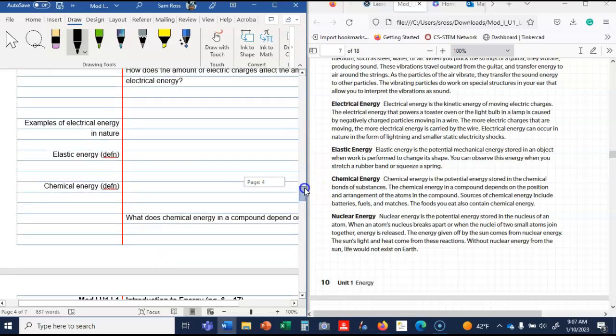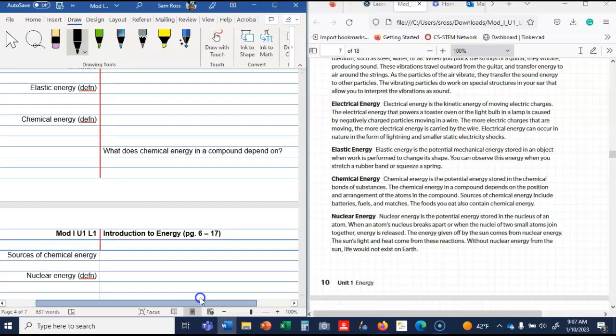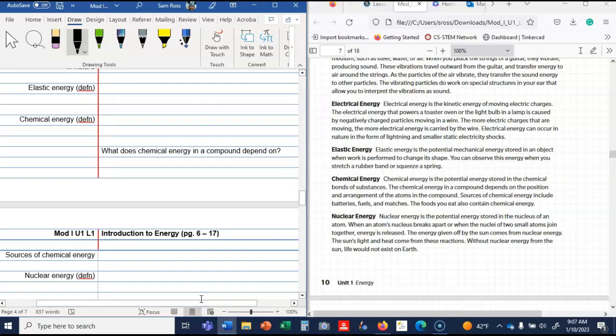Let's see. So we're on to elastic energy. I think my video is going to quit here soon, so I'll have to make a part 2. Elastic energy. You'll see over here in the first sentence, elastic energy is the potential mechanical energy stored in an object when work is performed by its change of shape. That's a very scientific definition.